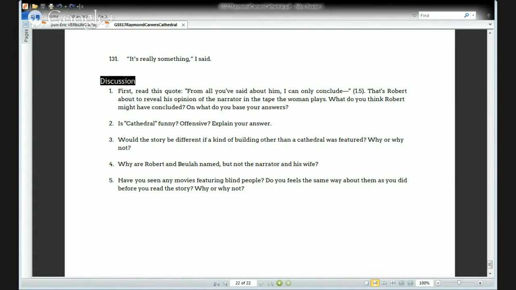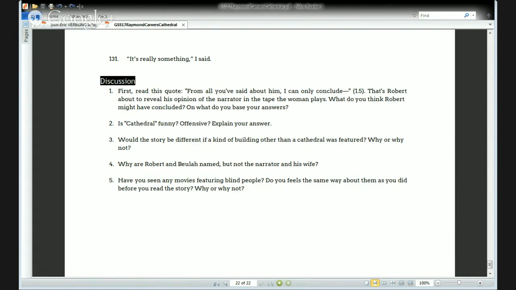No. Wait. That's not what I mean, though. Wait a second. Let's forget about the meaning for a second. We've got to establish what actually happened in that moment, physically in the room. So, does Robert think the man is looking at the picture?